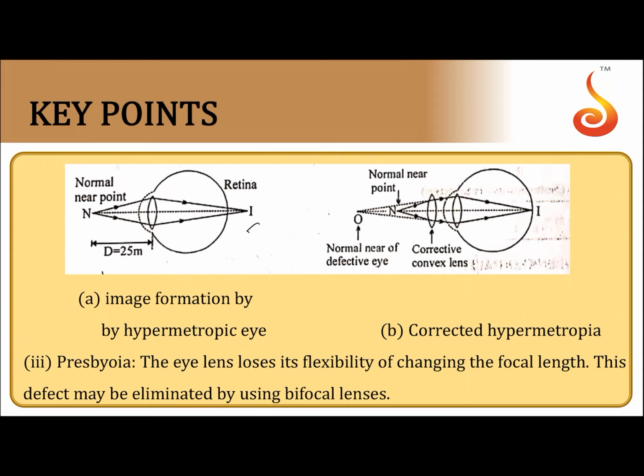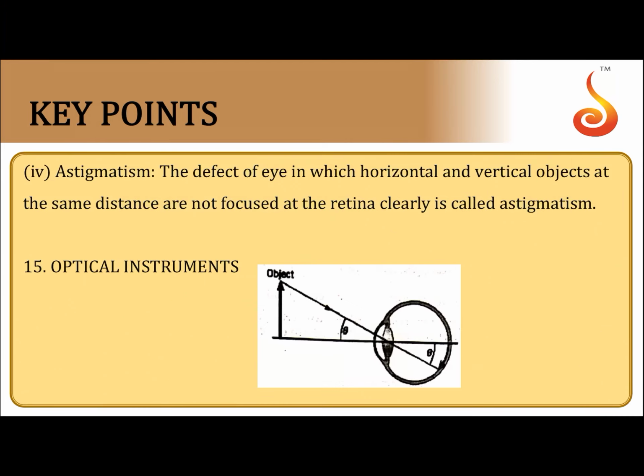And the correction is what? A convex lens will be used, so the image rays converge at the retina. There is one more defect, presbyopia. The eye lens loses its flexibility of changing the focal length. This defect may be eliminated by bifocal lenses.